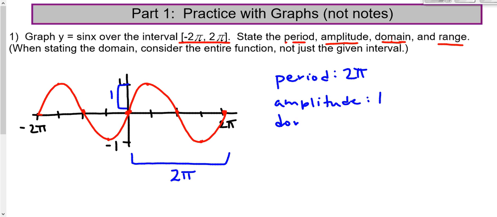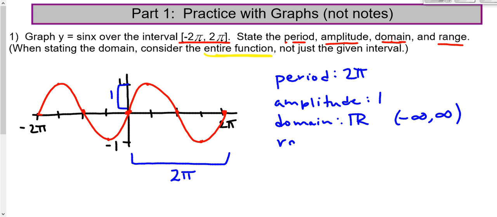What's the domain? And when stating the domain, consider the entire function, not just the given interval. So this would just continue indefinitely as x goes toward negative infinity and x goes toward infinity. It's just going to keep going. It's oscillating up and down, up and down, up and down. So the domain is all real numbers, and you're welcome to say that as negative infinity to infinity if you want to use interval notation.